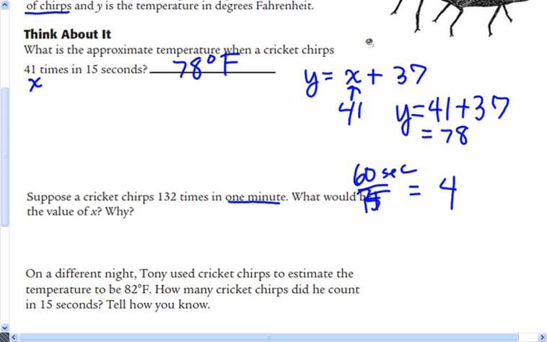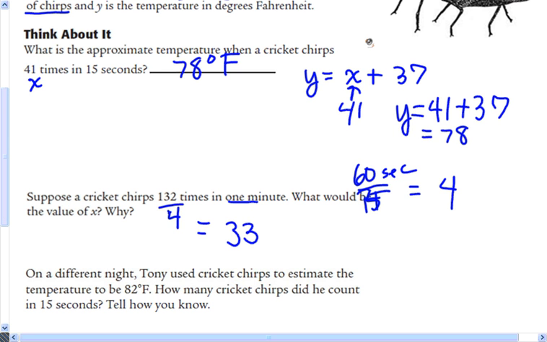So to figure out the value of x, we would have to divide the number of chirps in 1 minute by 4. And that would equal 34 chirps per 15 seconds. Actually 33, sorry about that. Okay.